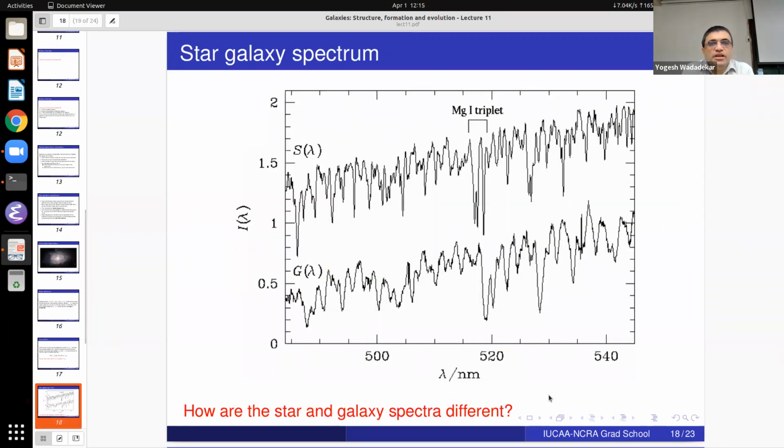So here's what it actually looks like. This is the spectrum of a single star. Lots of absorption lines are seen in it, and right below it is the spectrum of a galaxy. And what is the main difference between these two spectra? Yeah, lines are broadened in the real galaxy because the Doppler broadening due to different stars with different V_LOS is going to give you a broadened spectrum.